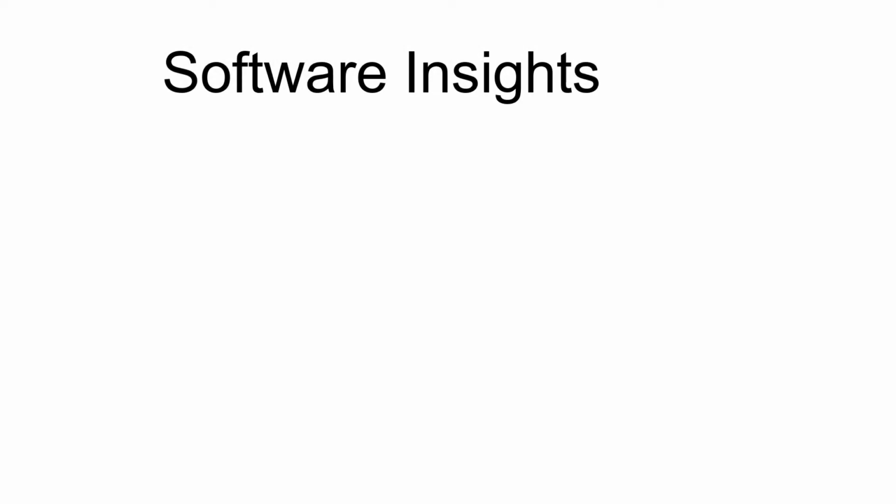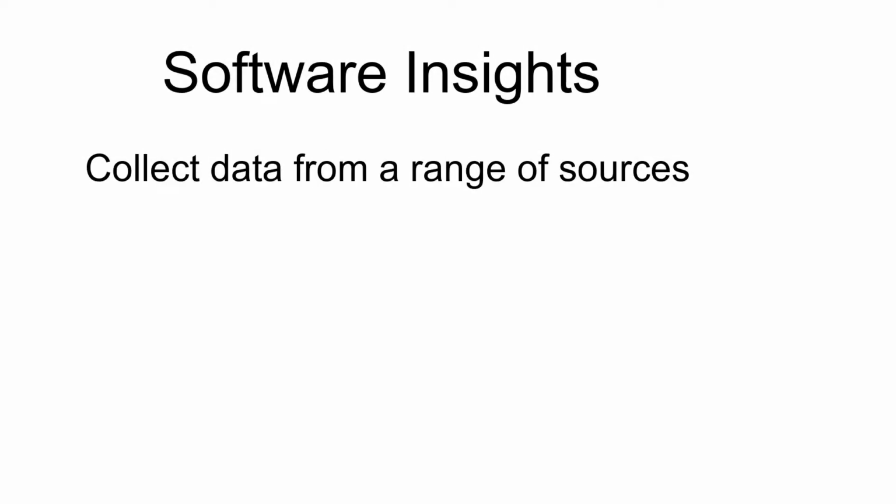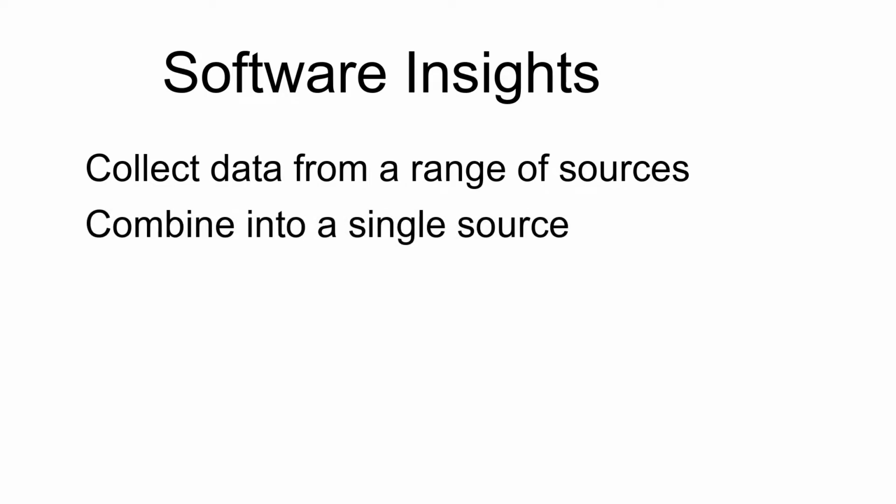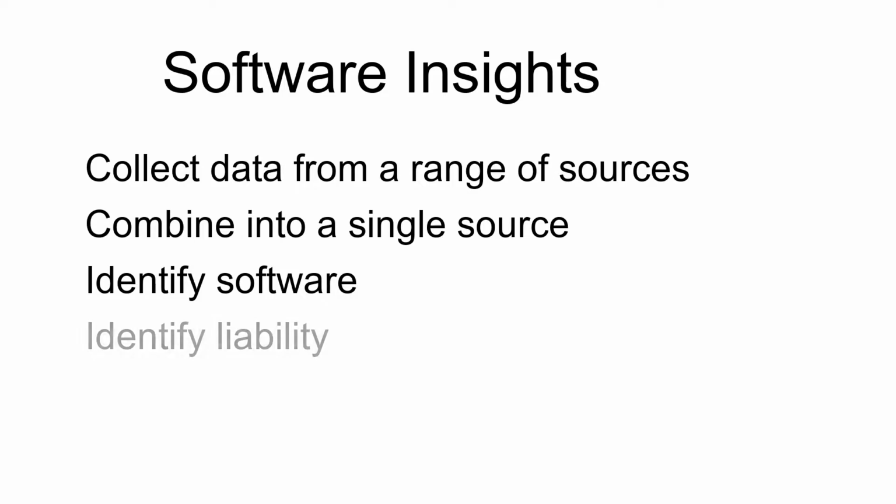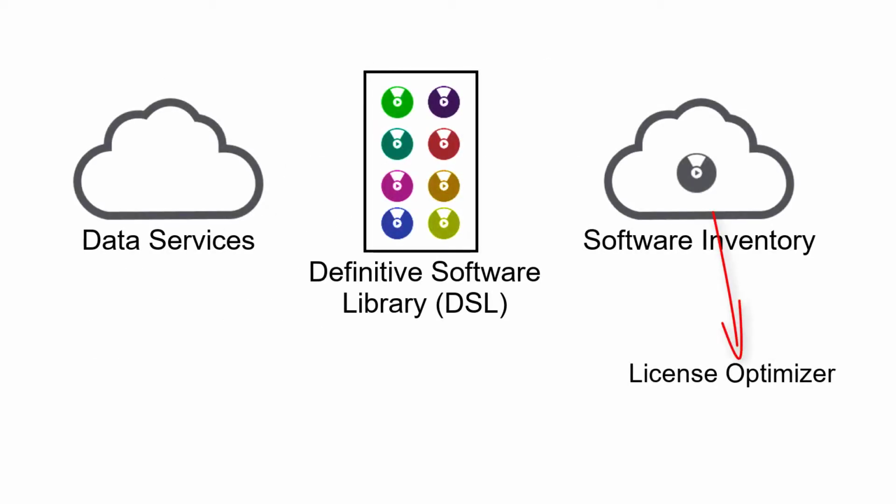The Ivanti Neurons platform enables you to collect data from a range of sources, combine it into a single source, and then identify exactly what software you have and what its license liability is, all on a single dashboard. Finally, note that this data is also available to import into other applications such as Ivanti License Optimizer, enabling you to have a unified vision of your entire IT estate.